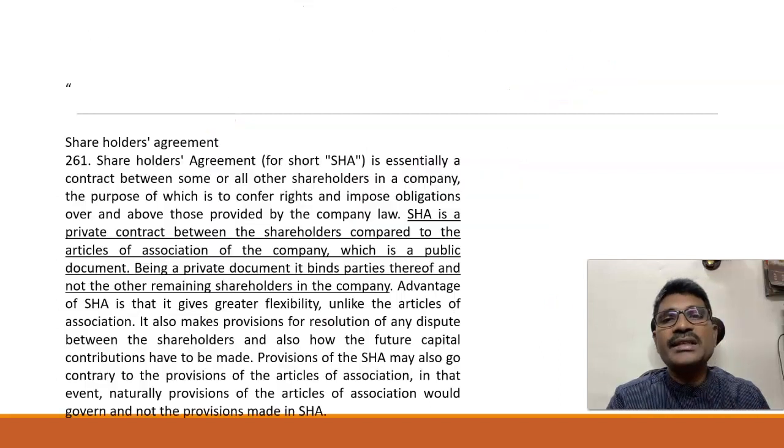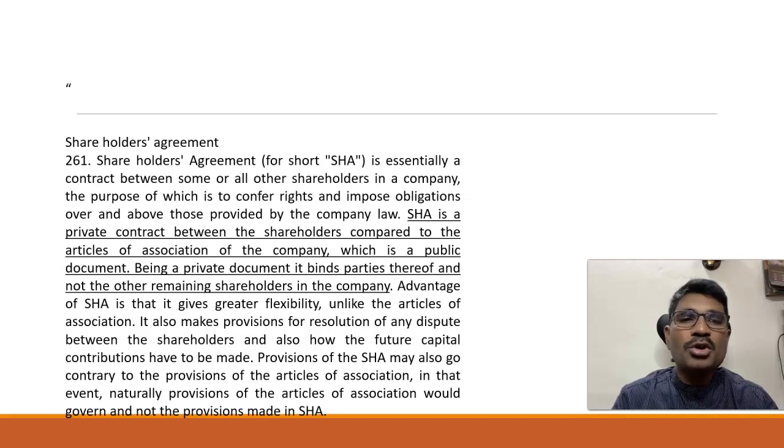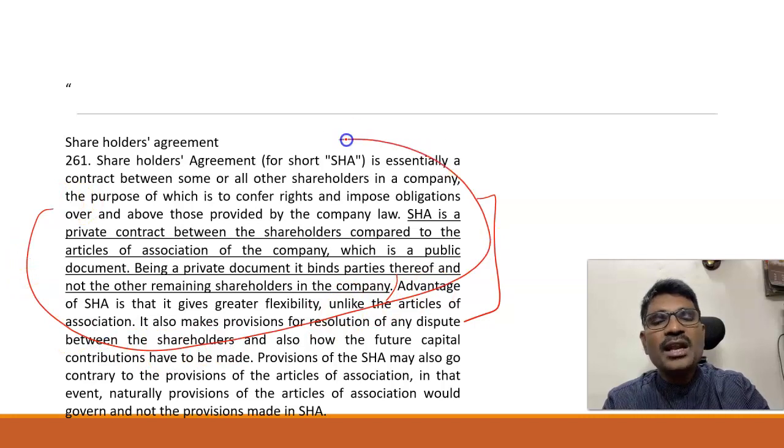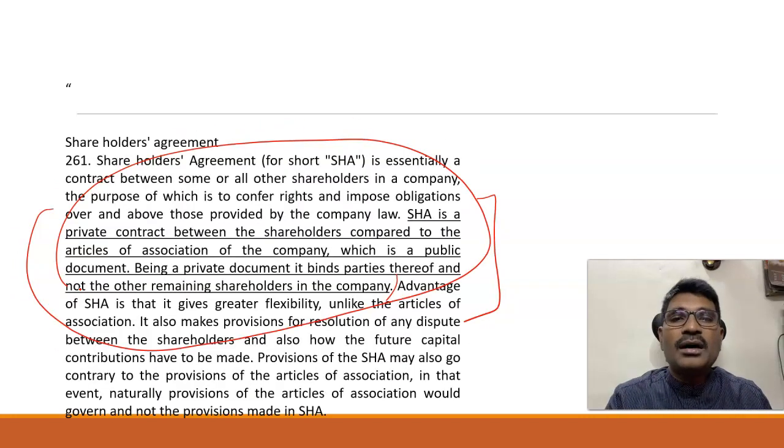The law laid down in this case is that a shareholding agreement, in short, is a contract. It is a private contract, compared to the MOA, which is a public document. Being a private document, it binds the parties thereto and not the remaining shareholders of the company. So this is the law today when we look at the law of transfer of shares. A shareholding agreement is a private contract between the shareholders, compared to the articles of association of the company, which is a public document.